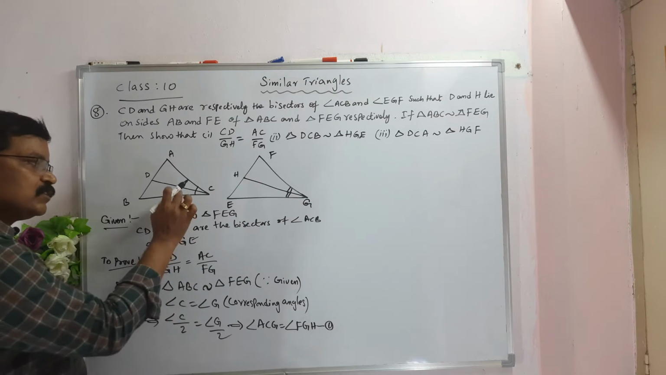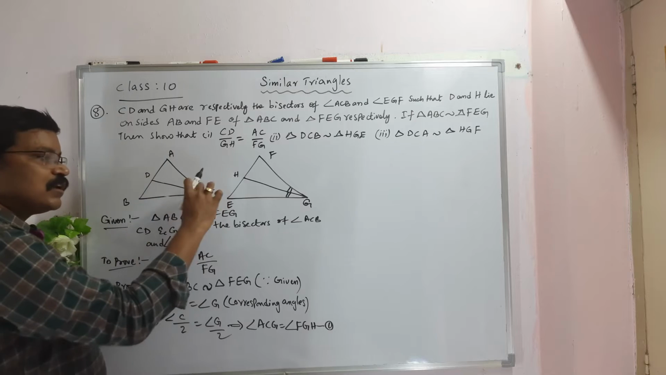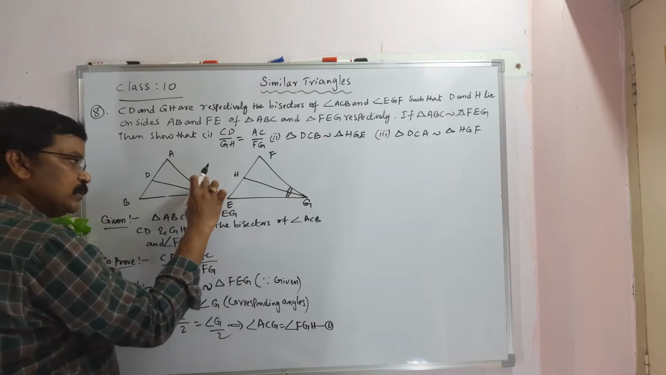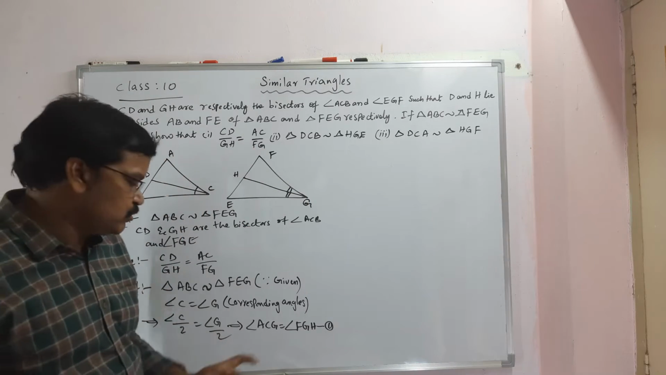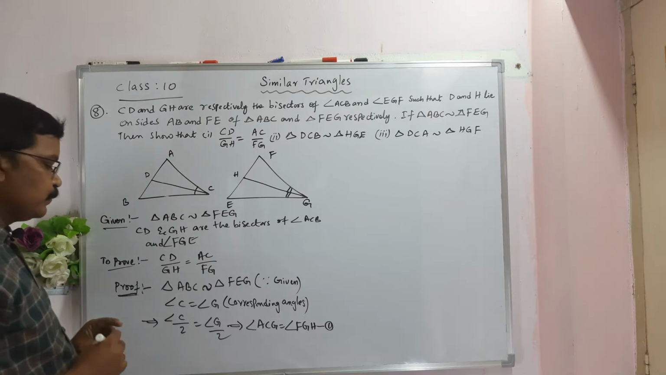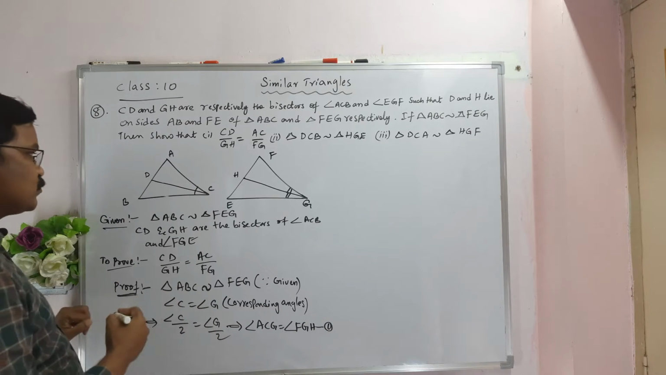That means these two angles are equal, these two angles are equal. So their halves are also equal. That means angle ACD is equal to angle FGH. That is the first point. Okay, equation 1. What next, my dear students?